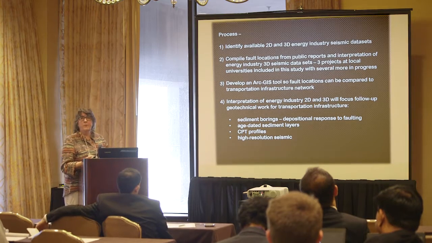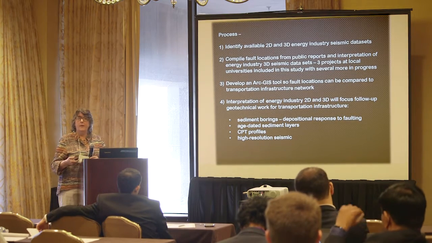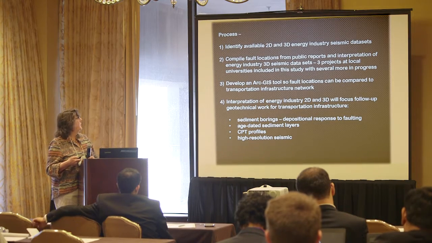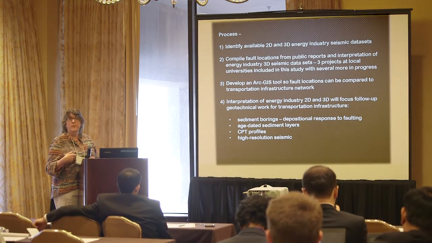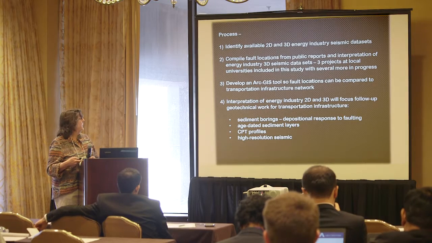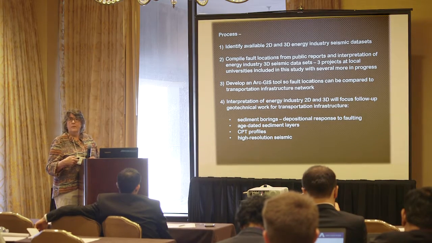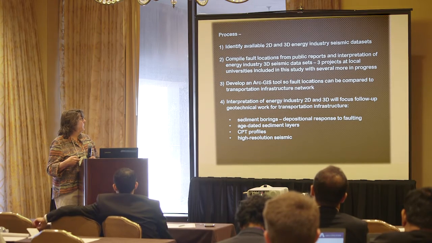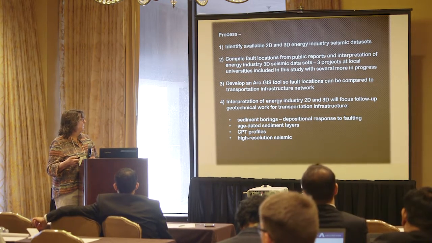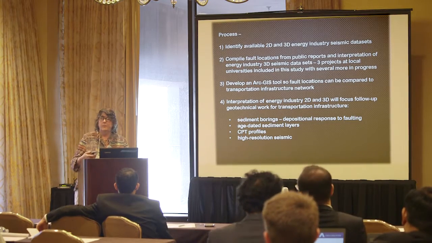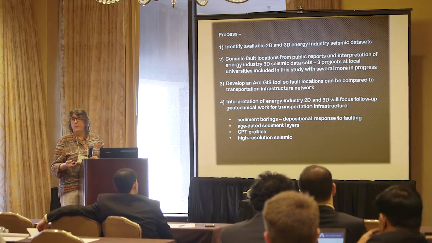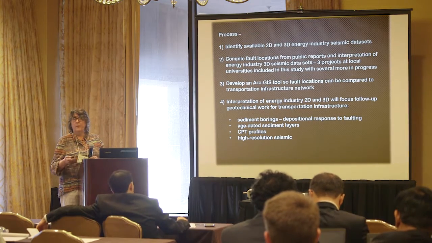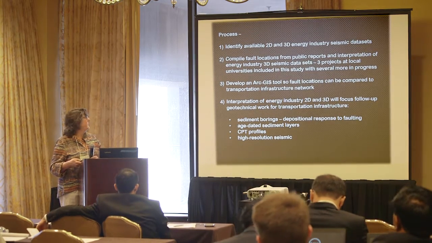Okay, so what we're doing in this process is, first, finding out what 2Ds and 3Ds might be available to be used, and then we're compiling public information on where faults have been identified in the past, and then we're putting it all into an ArcGIS setup so that the fault locations can be compared to the transportation infrastructure network. And all of this is going to have follow-up afterwards that will be more location-specific for infrastructure projects in the state.